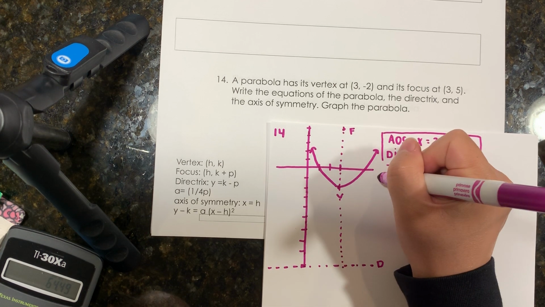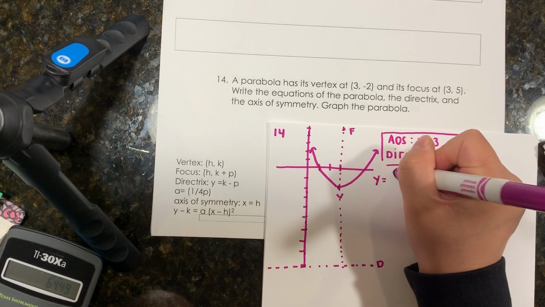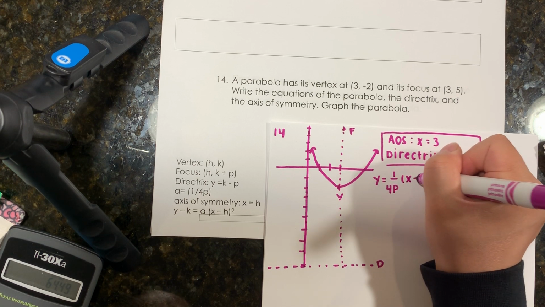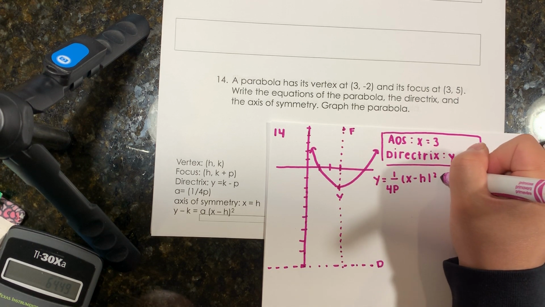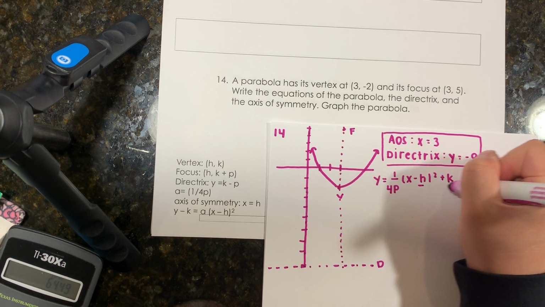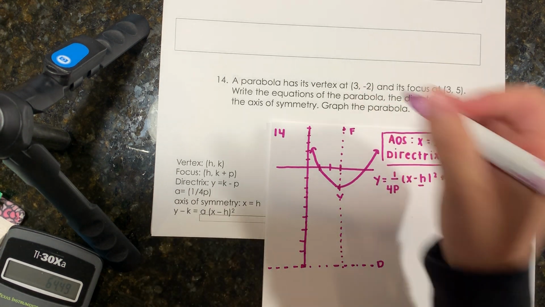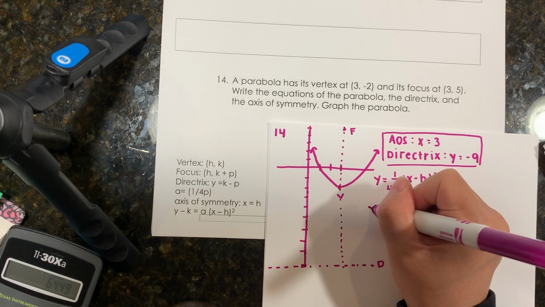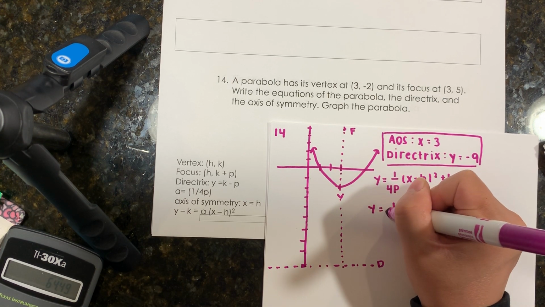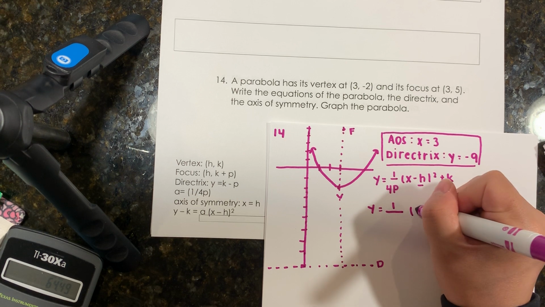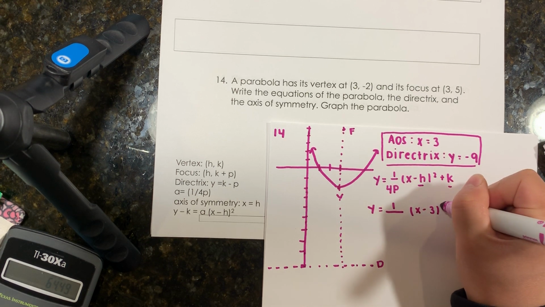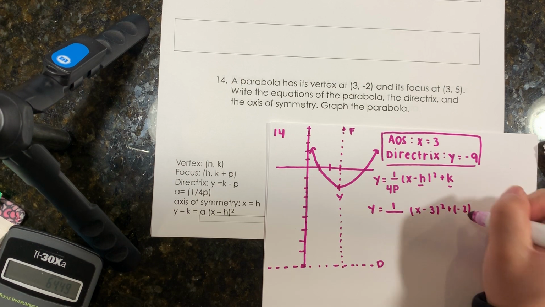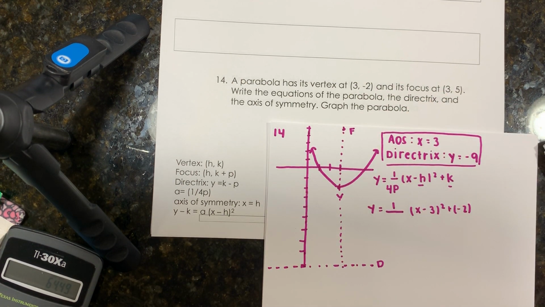Then I'm going to do my parabola, which is y equals 1 over 4p times (x minus h) squared plus k. Now this h and k is just going to be my vertex point. So I'm going to start with y equals 1 over something, and then it's going to be (x minus 3) squared plus negative 2. So (3, -2) is just my vertex.